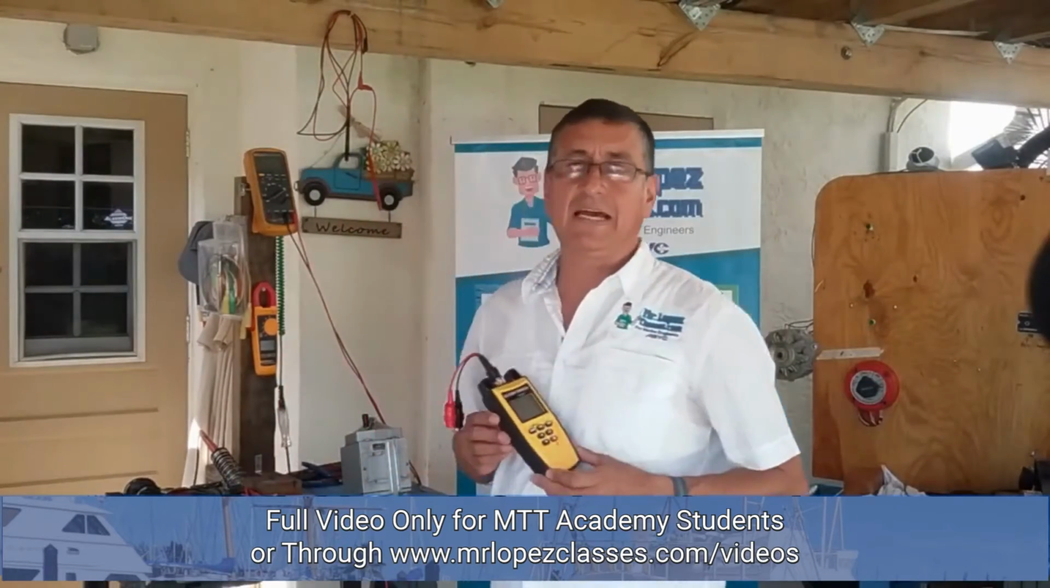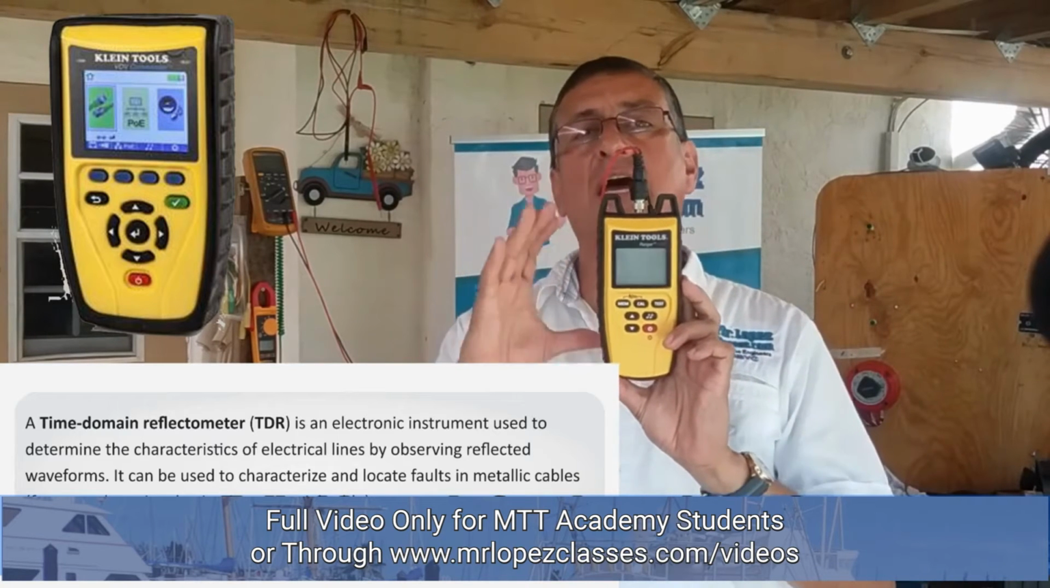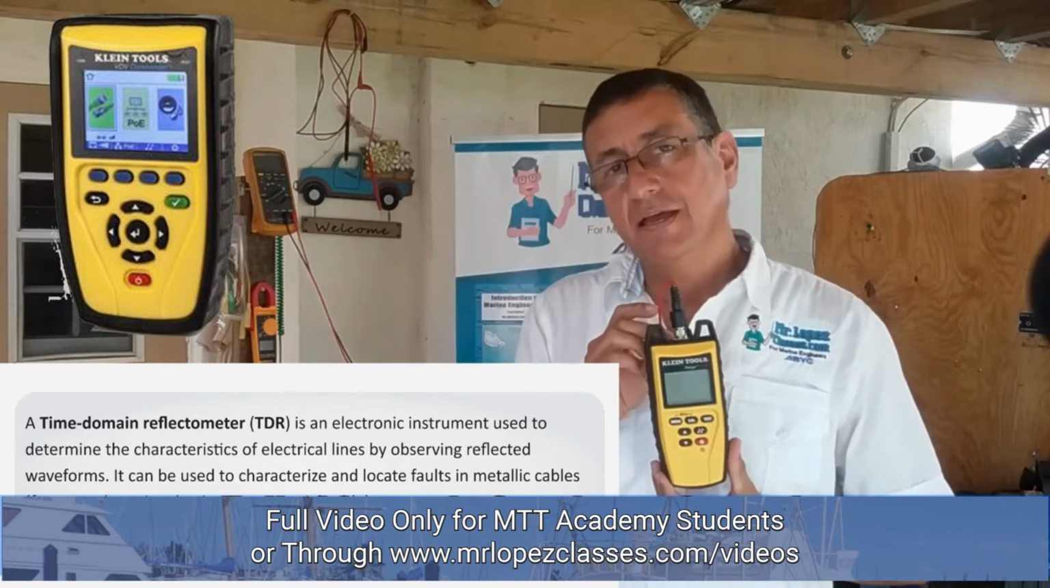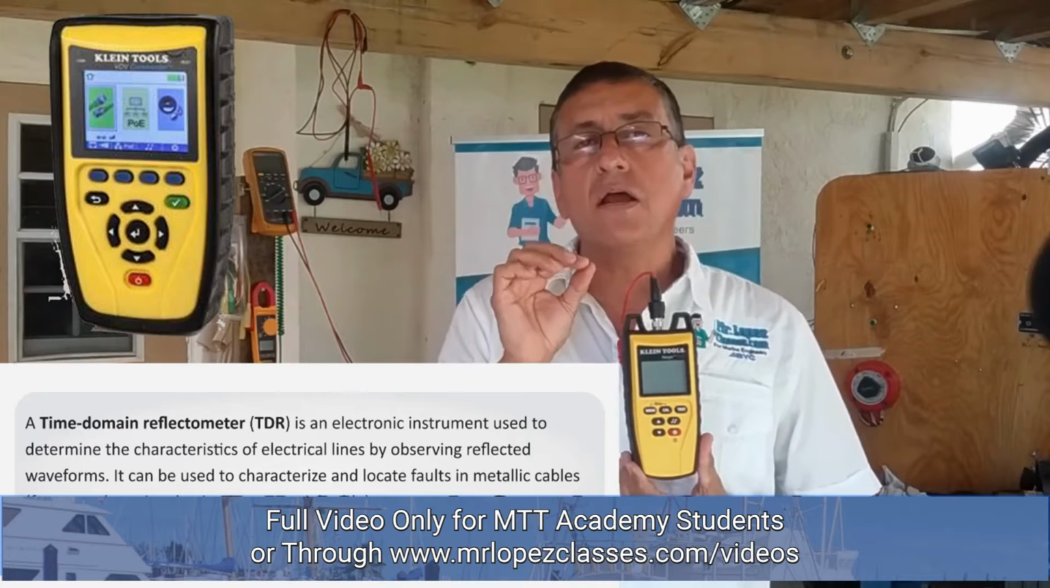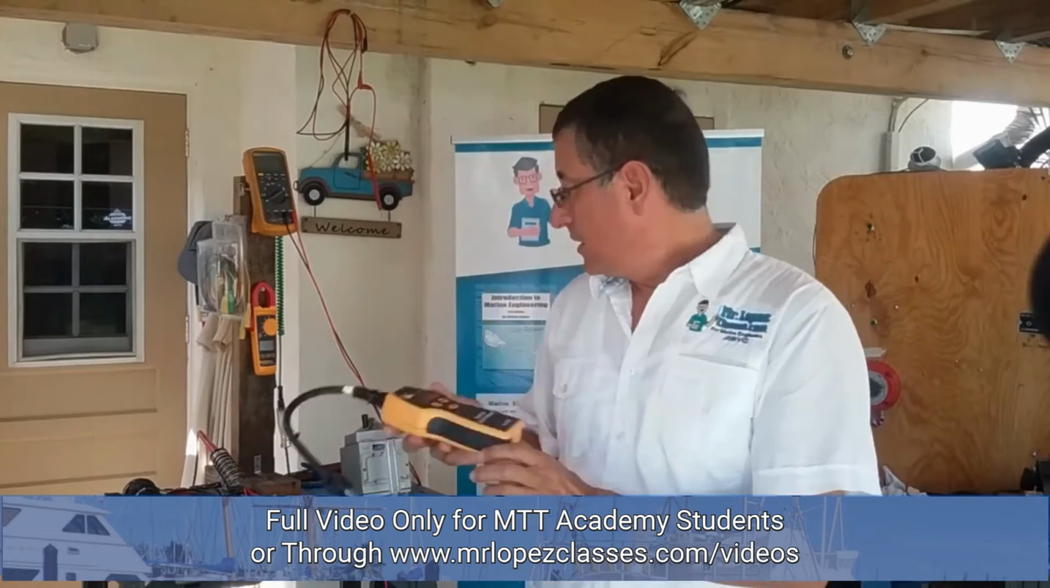Other equipment that is widely recommended is the time domain reflectometer. On the screen right now in the corner you have the definition of the time domain reflectometer. This equipment is excellent to identify in a specific wire where the wire is interrupted. From this point until the end of the wire, at what specific point it is interrupted, or at what point of that circuit the resistance increases or decreases.